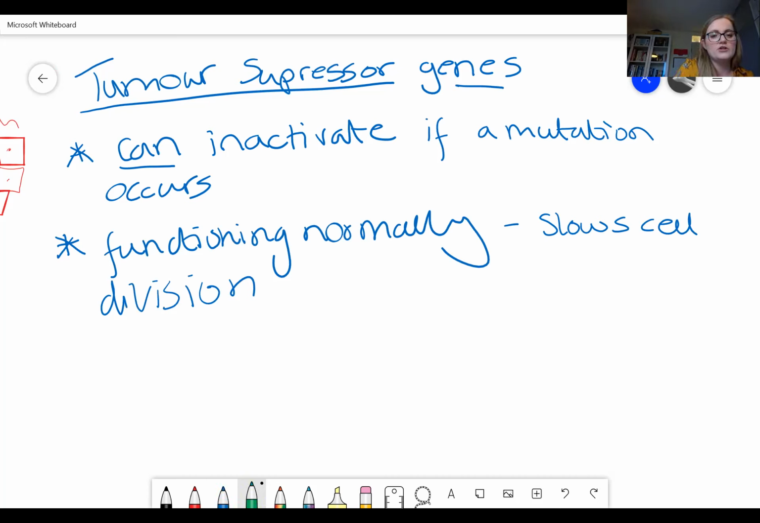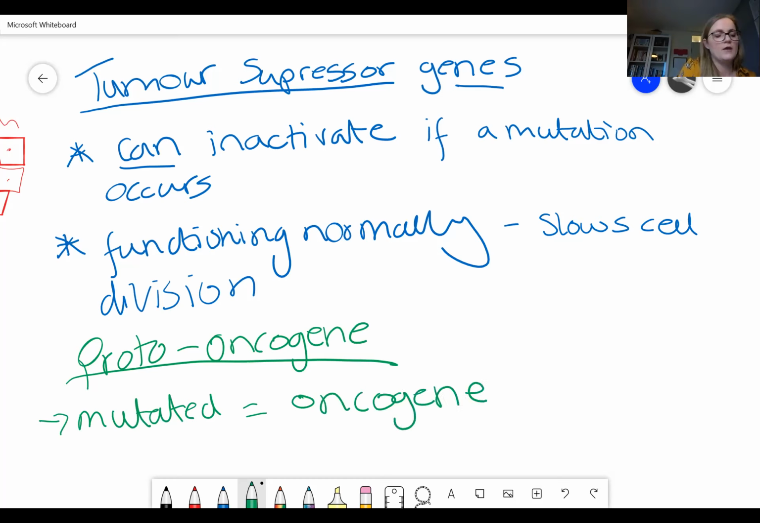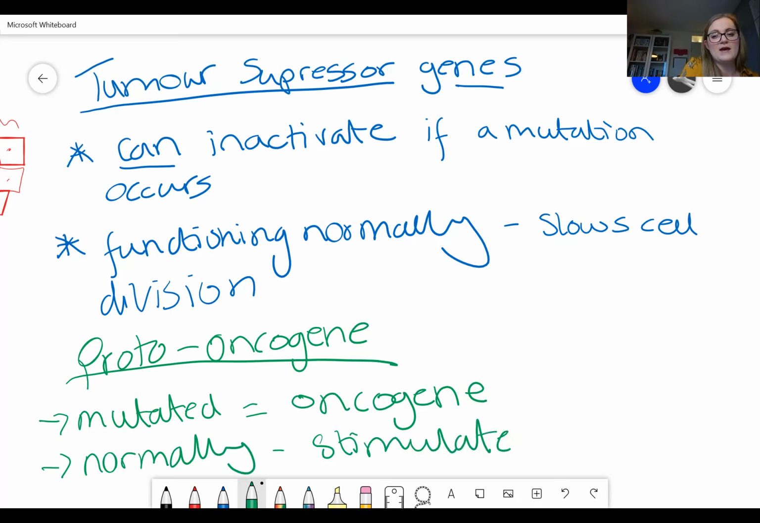Whereas our proto-oncogene, when they become mutated, we obviously call them an oncogene. Get rid of the proto in front of it. And when they're working normally, they stimulate cell division. We obviously want cell division to happen, but if these get overexpressed, they can increase the rate of cell division, which can obviously be really bad for your body.